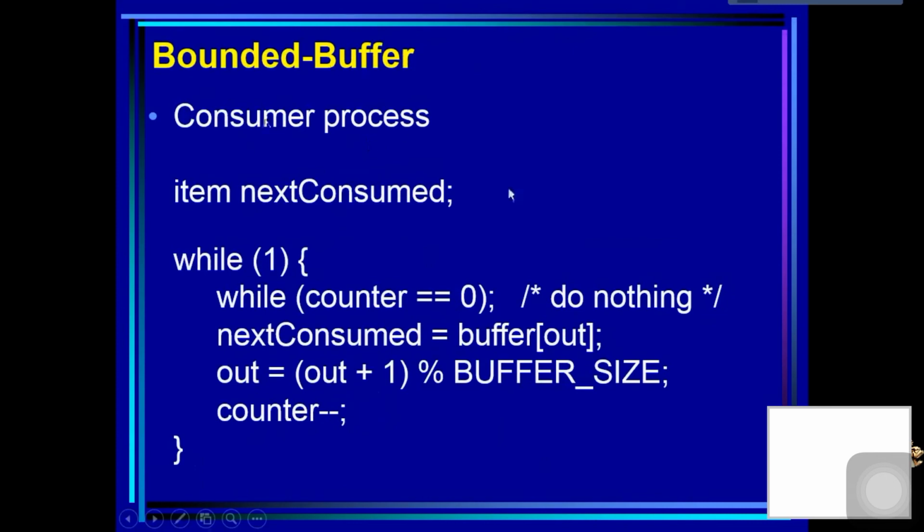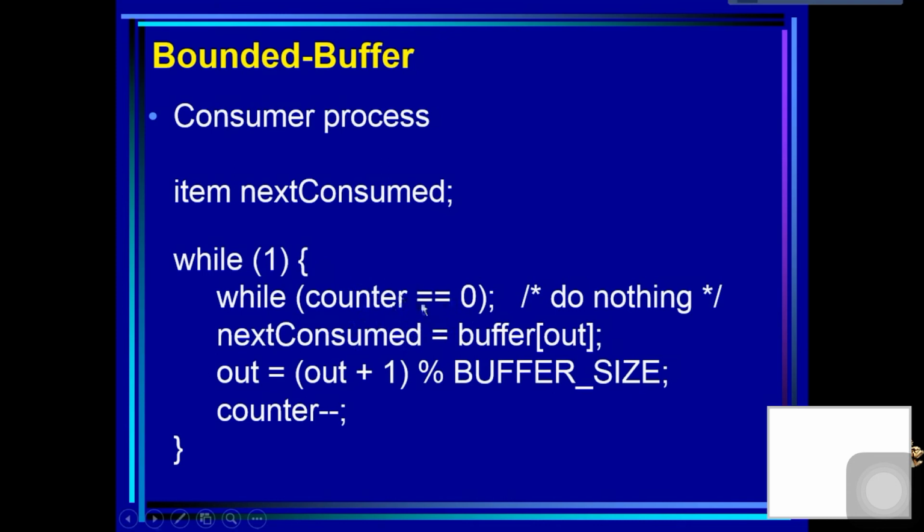And this is the consumer process. Also, the local data is next consumed, which holds the item retrieved from the buffer by the consumer. Also, the condition is if the counter equals 0, that means there is no item in the buffer, the buffer is empty, so the consumer has to wait. It will do nothing, just loop and loop again, checking this condition.